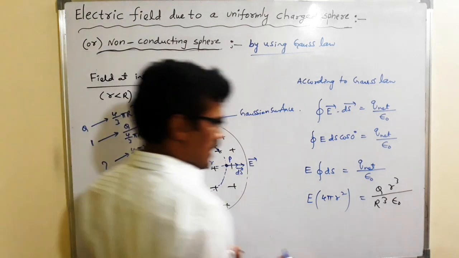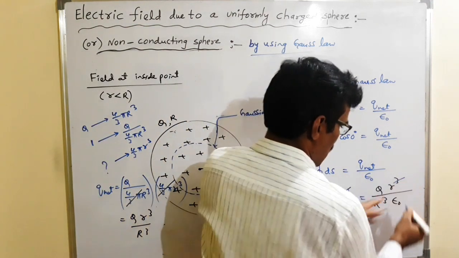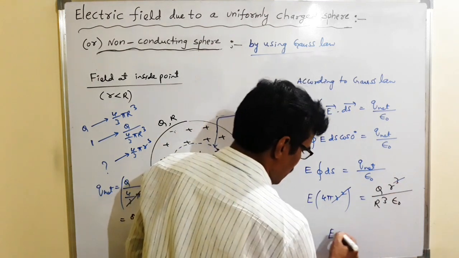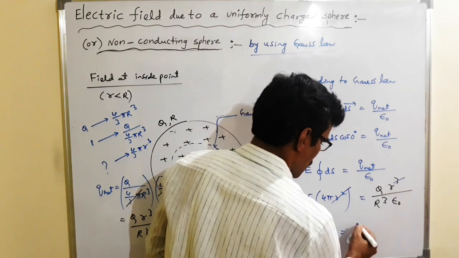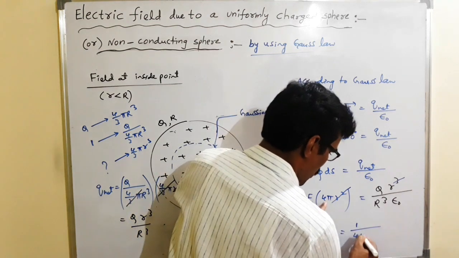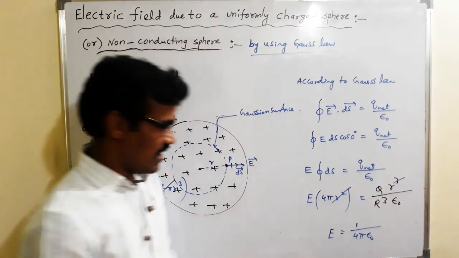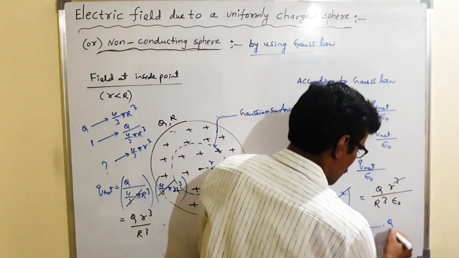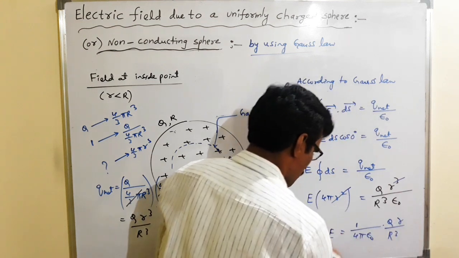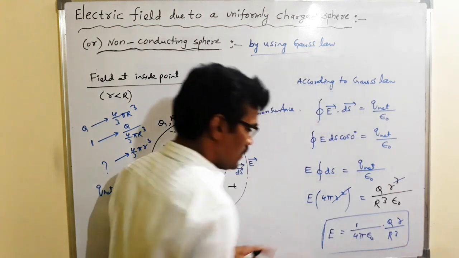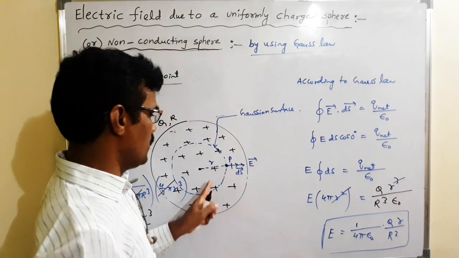Here r square cancels, and r is left. The field inside at a distance small r from the center is 1 by 4 pi epsilon naught into Q by capital R cube into small r. This is the field inside at a distance small r from the center of the sphere.